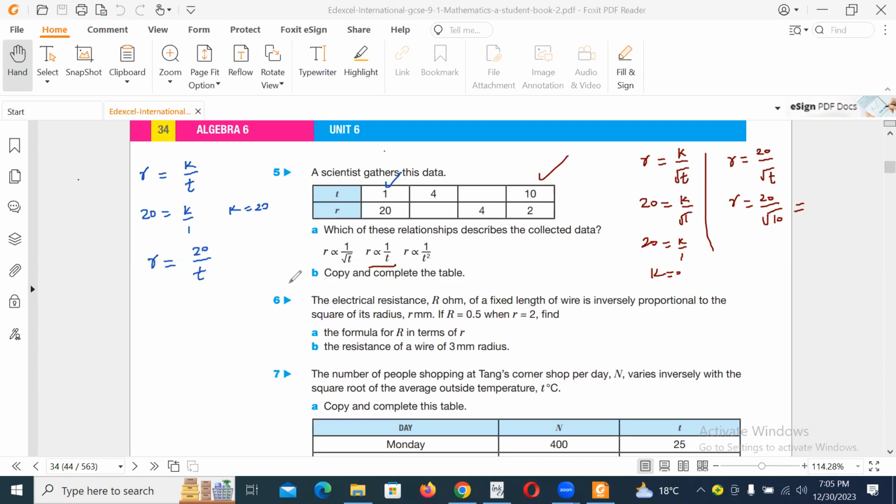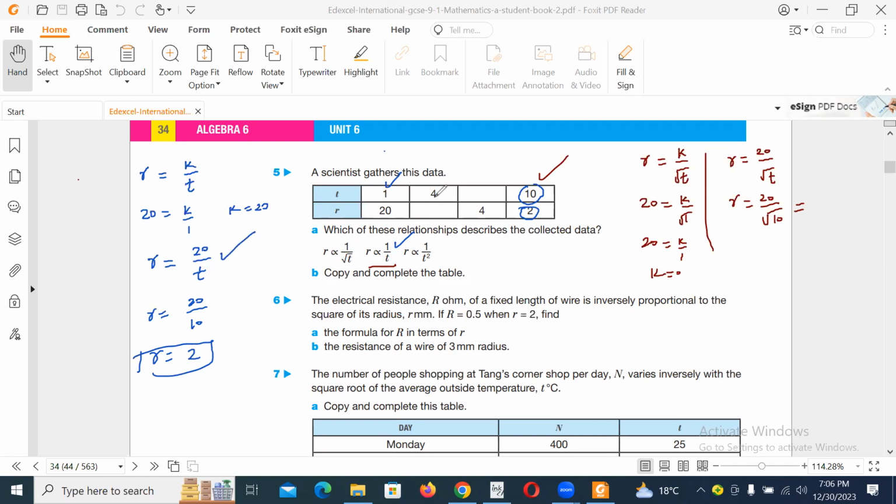But we can check the last column also, to see whether we are correct or wrong. Let's suppose T is 10. So 20 over 10 gives me exactly 2. As you can see, R is 2 when T is 10. So it means this relation is correct. No need to check the third one. With the help of this relation, you can find out the missing value.